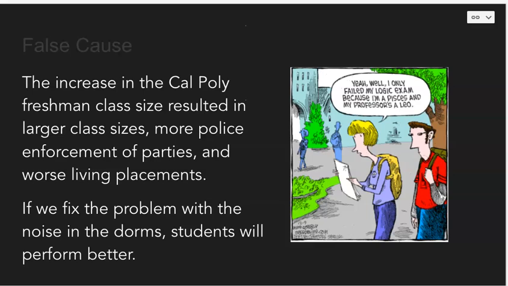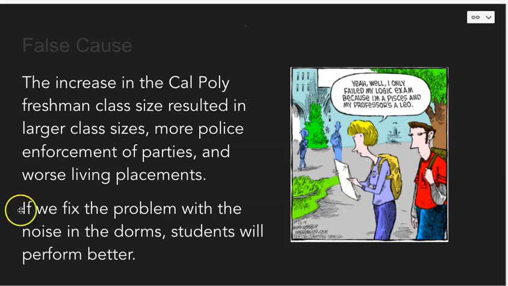So let me give you an example of that. "The increase in the Cal Poly freshman class size resulted in," so that's another word for caused, "larger class sizes, more police enforcement, and worse living placements." Again, that would be very hard for the writer to prove in their paper, and so instead you can say there may have been a relationship between the two.